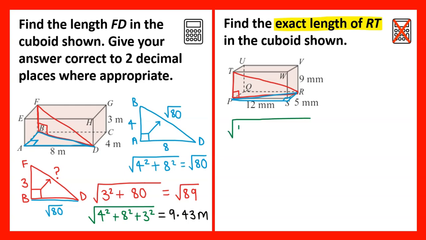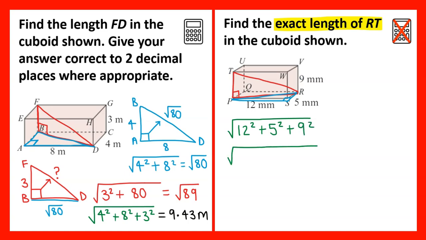So the square root of the 2 lengths on the blue triangle, 12 squared plus 5 squared, and then the result of that would be added to the length on the red triangle, this one over here, which would be the same as 9 millimeters, so adding 9 squared.